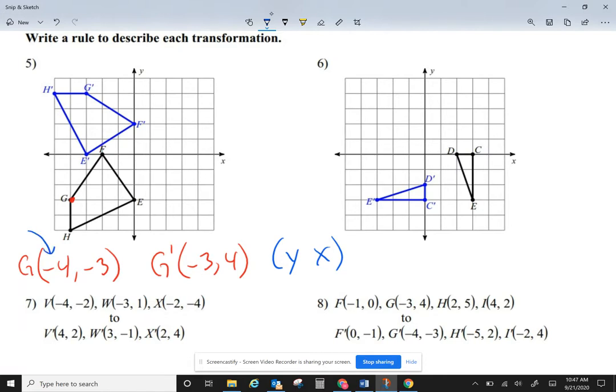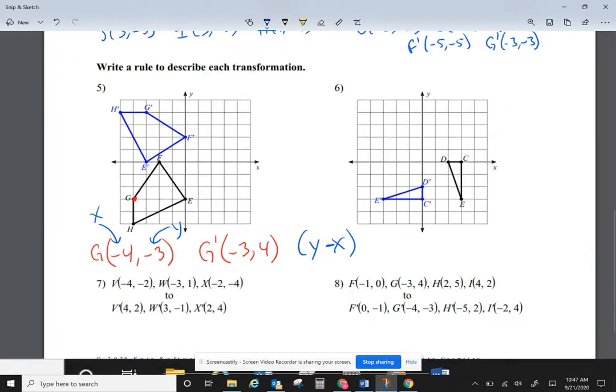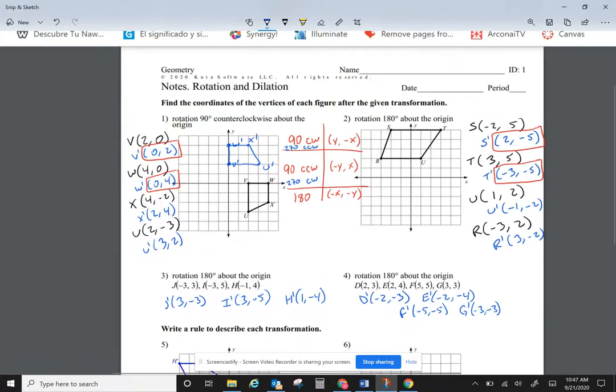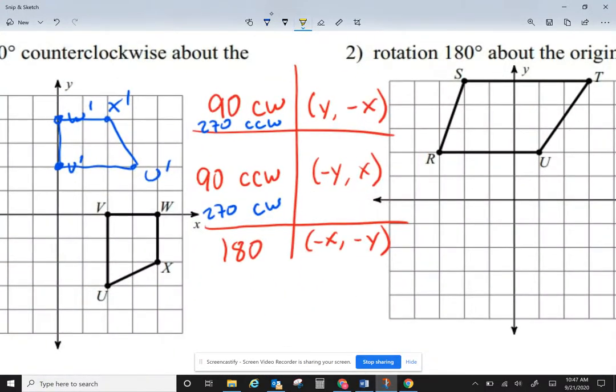I look at the original X value, my -4, and I ask myself, did that 4 switch signs? It did. So I'm going to put a negative here on the x. Then I look at the original y value and ask myself, did the y value switch signs? Nope, it's still -3 on both. So I'm looking for the rule that tells me that xy becomes y negative x.